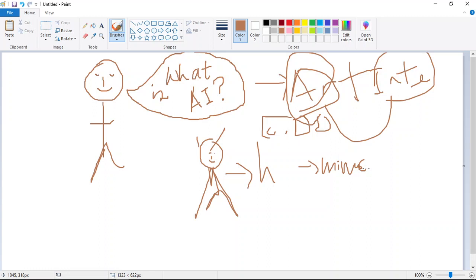And the second goal is to create a system that can function more intelligently and also more independently than humans.